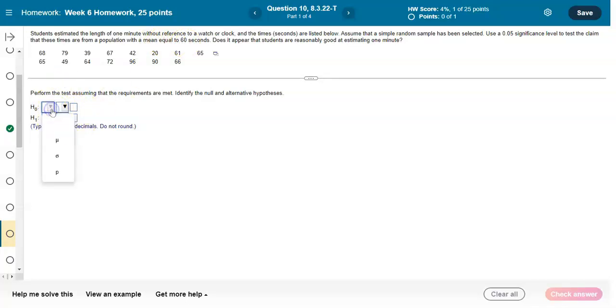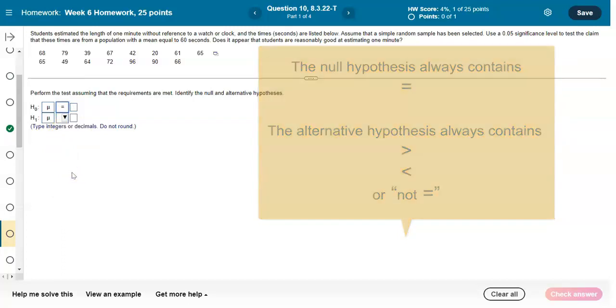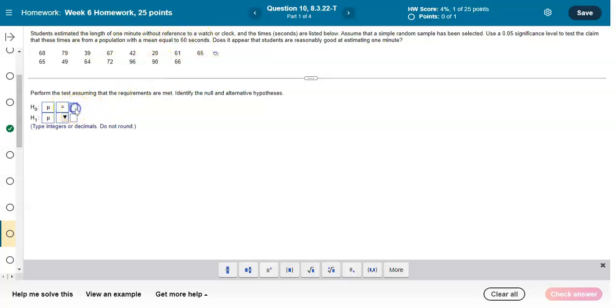Well, first of all, this is a mean, so the appropriate symbol to use to represent a population mean is a mu, the Greek letter mu. As far as what goes here, remember the null hypothesis always has an equal sign in it. No matter what, it always should have an equal sign in it. And here, the claim was that the times were from a population with a mean equal to 60 seconds. So since we have to have an equal sign here, the claim is going to go here in our null hypothesis.